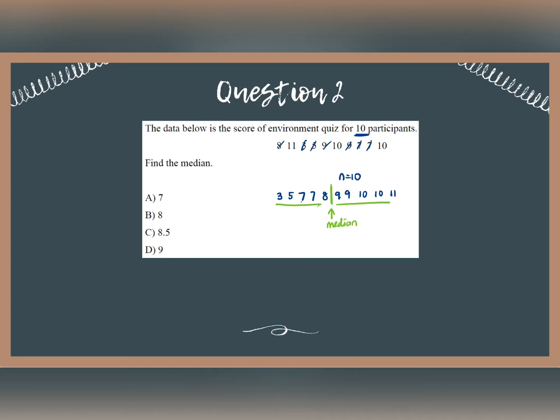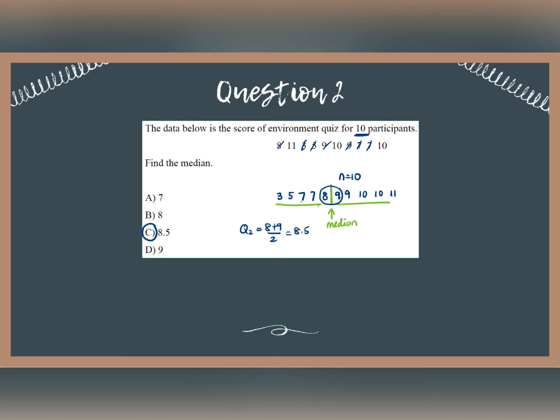So what will we find? The average of 8 and 9. The average of 8 and 9 is 8.5. So Q2 is actually 8 plus 9 divided by 2. So you will get 8.5.